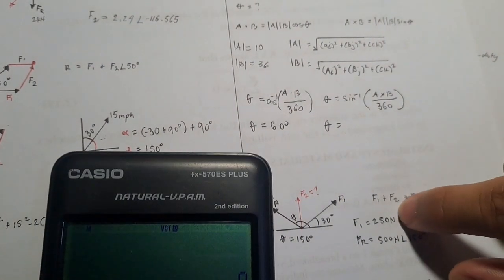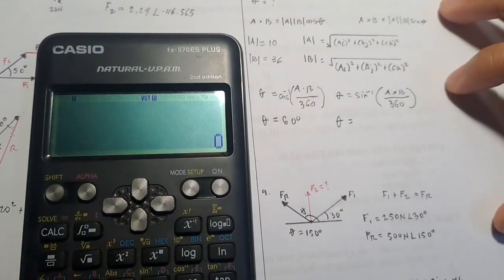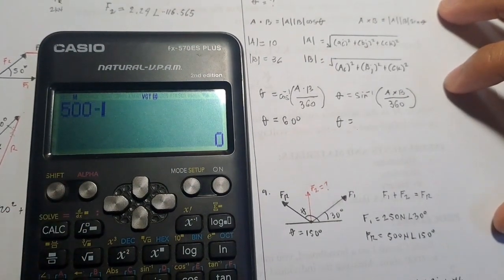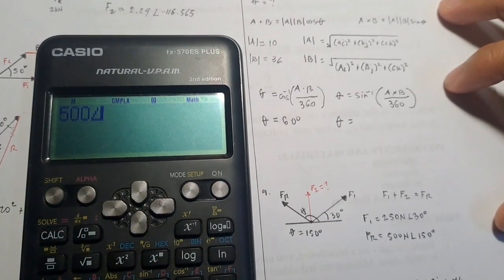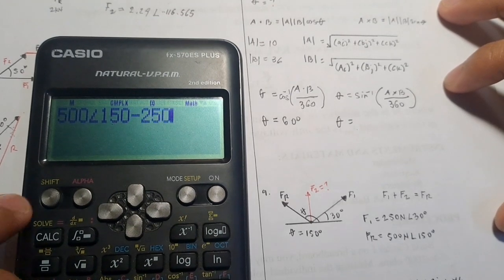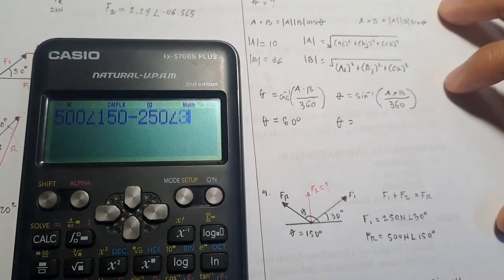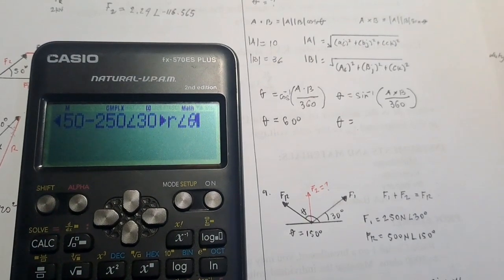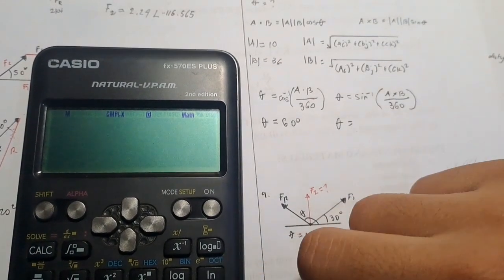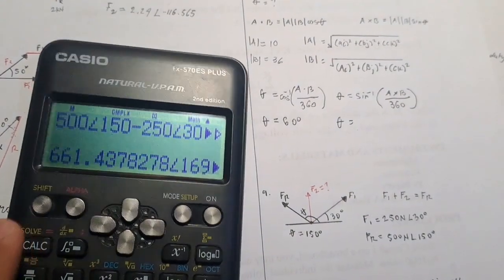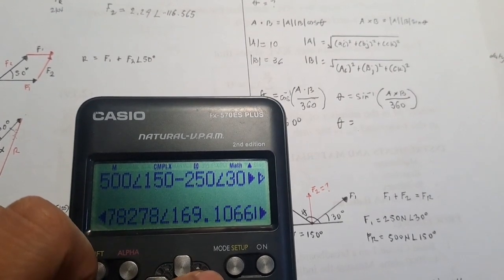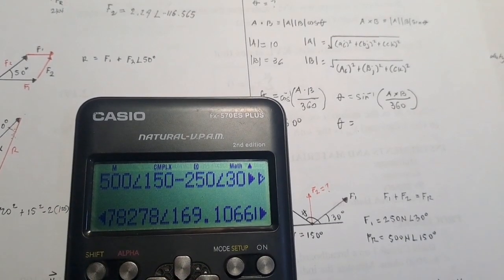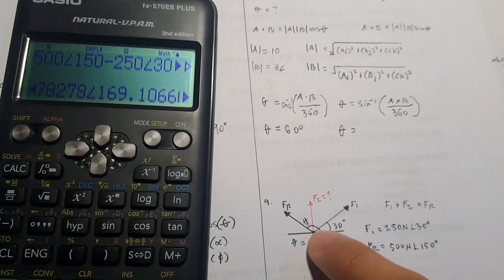So isolating F2 again, we have FR minus F1 giving us 500 angle 150 minus 250 angle 30, shift 2, para magiging R angle theta agad sabihin natin, giving us our F2 is 661.438, an angle of 169.1011 rather. So with respect to x-axis na yun.